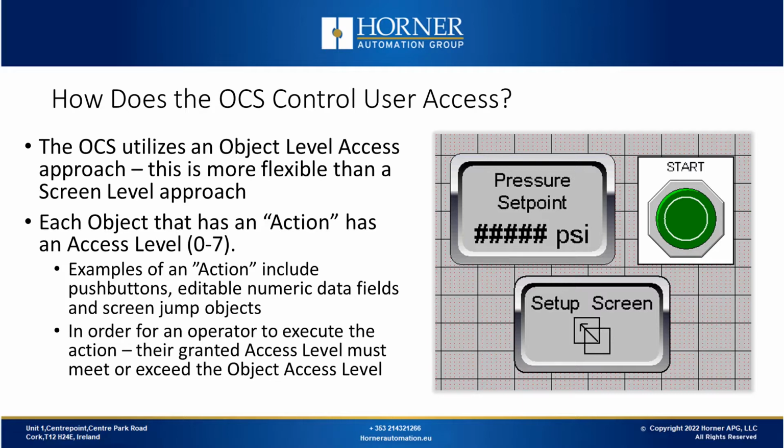So what is an object that has an action? That could be a push button, for example, where you push the button to start or stop something. Or it could be a screen jump object where you push the button to change to a certain screen. Another example would be an editable numeric data field, where you push that object to change the value of a key process set point, for example. In order for an operator to actually operate any of these objects which has an elevated access level, their own access level that has been assigned has to at least meet the access level of that object. If it does, it will operate as normal, and if not, they'll be restricted from accessing it.